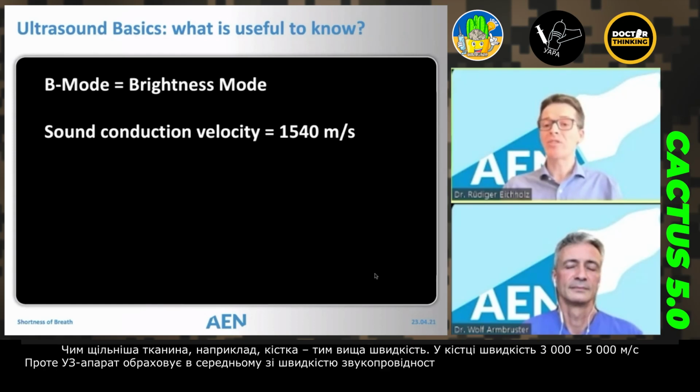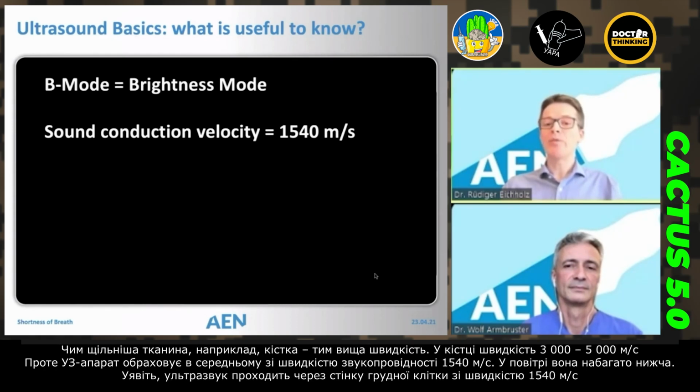And the denser the tissue gets, like in bone, the faster the velocity will be. In bone, it's 3,000 to 5,000 meters per second. But the ultrasound machines normally calculate with an average spread of sound of 1,540 meters per second. And so in air, it is much slower.